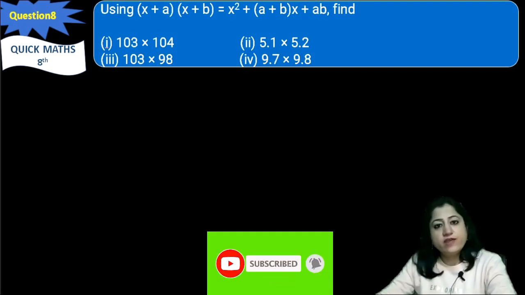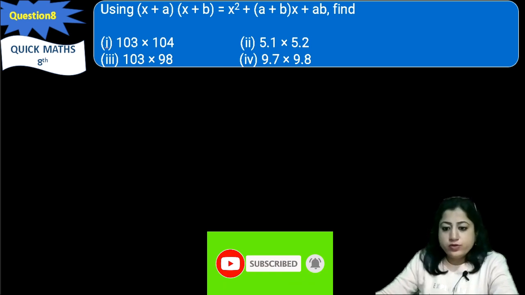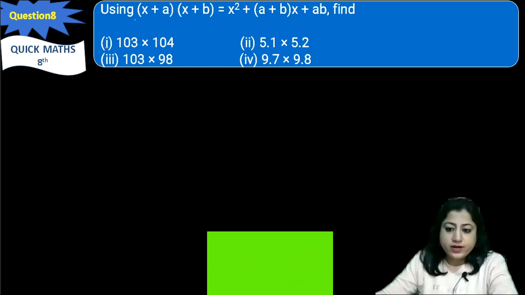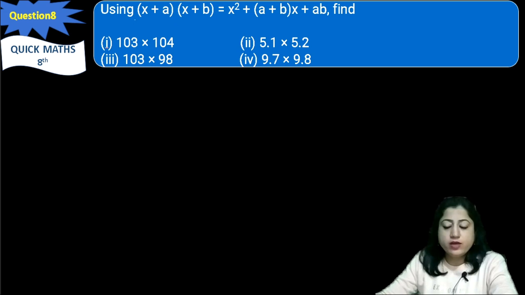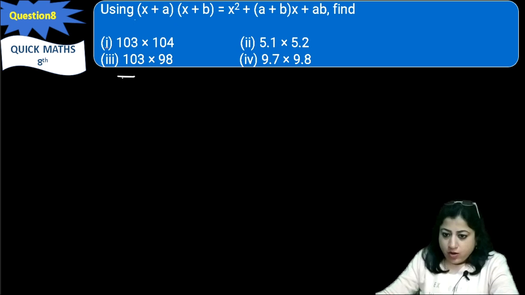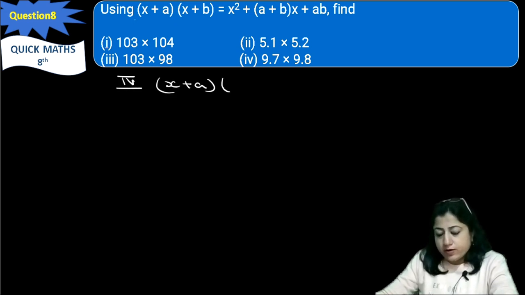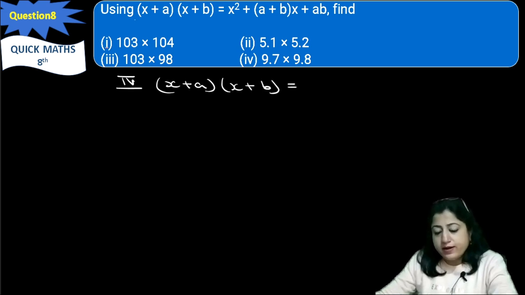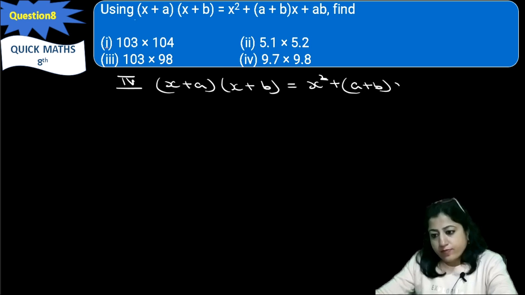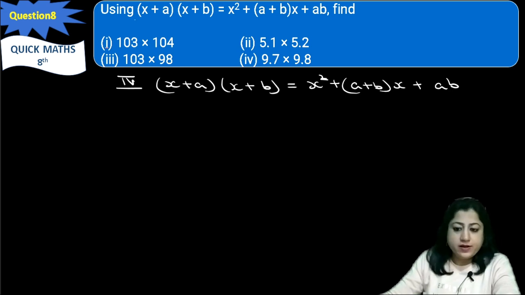Exercise 9.5, question number 8. Using the fourth identity: (x + a)(x + b) = x² + (a + b)x + ab. According to the fourth identity, if there are two numbers in product form, then it can be written as x² plus the sum of a and b times x, and then the product of a and b. Now we will use this identity in the whole question.